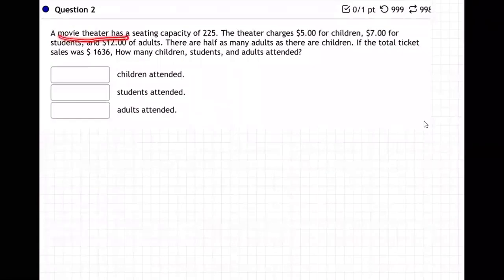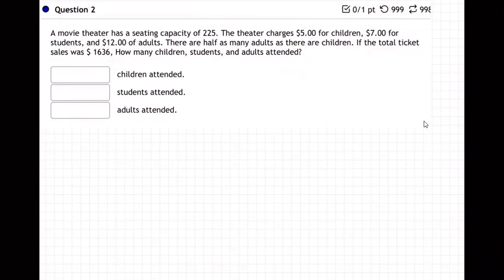A movie theater has a seating capacity of 225. The theater charges $5 for children, $7 for students, $12 for adults. There are half as many adults as there are children. If the total ticket sales was 1636, how many children, students, and adults attended?